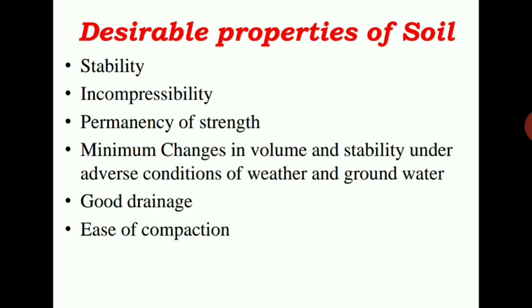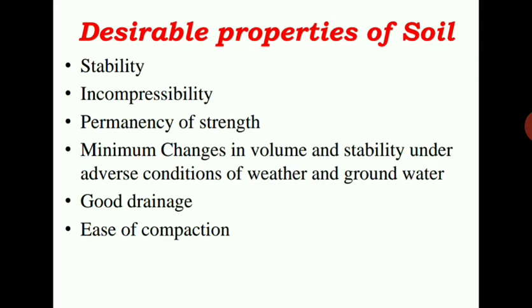For example, you can take the black cotton soil. Usually in the summer season it will expand, and in the winter and rainy seasons, due to the rainwater, it will shrink, and there will be a change in its volume. Similarly, the soil particles used in the construction of the pavement should be incompressible, such that when they react with the moisture content there will not be much change in the volume.